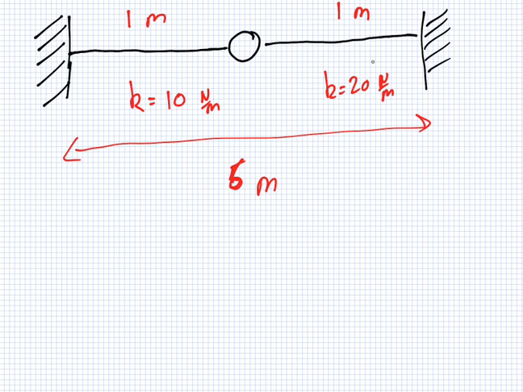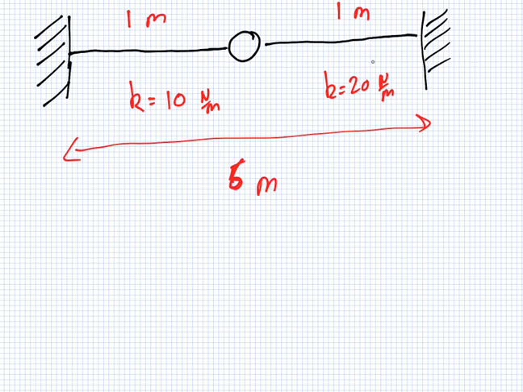Okay. So, is it going left or is it going right? Right. And the reason? The force is bigger because remember, force equals K delta X, and it's a bigger K. So the force is bigger to the right. So the ball will move to the right.